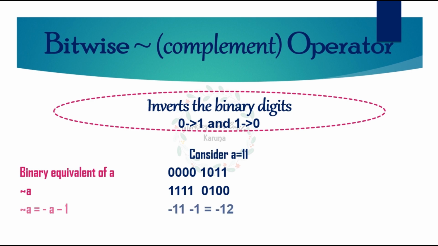To understand it in a mathematical way, we can simply write the complement of A is equal to minus A minus 1, which means if you try this in Python ideally, then the complement of 11 is equal to minus 12. Now let's understand the binary notation to derive the decimal number from the given complement of 11.